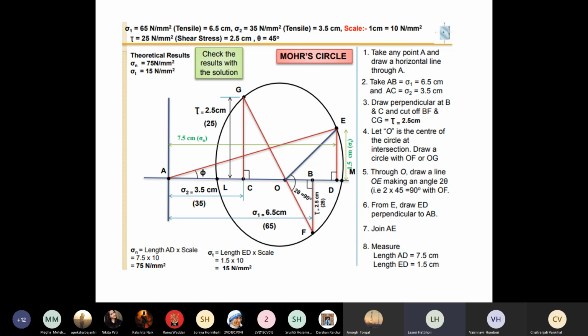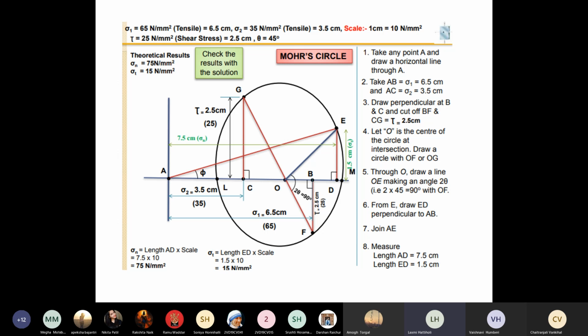Now once all the points have been joined, your next step is simply to go on measuring all the distances. In this particular problem you are calculating sigma n and sigma t. I have already told you the coordinates of E are sigma n comma sigma t. So if you measure the point A to D, it indicates sigma n, that is normal stress.